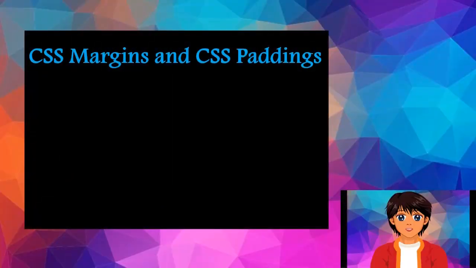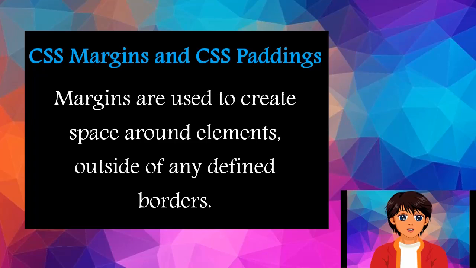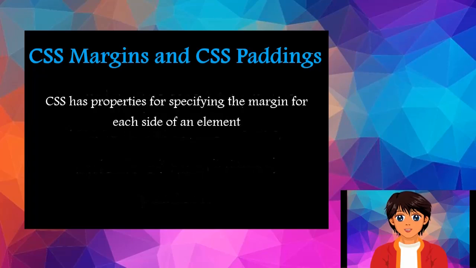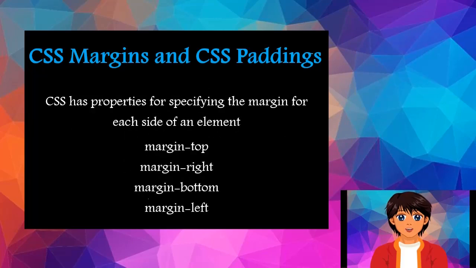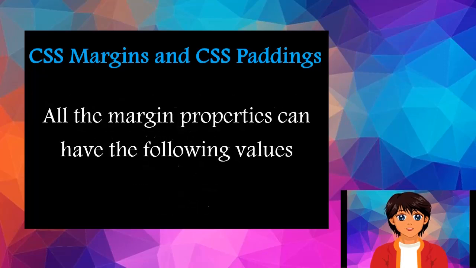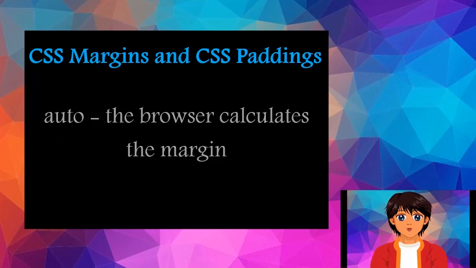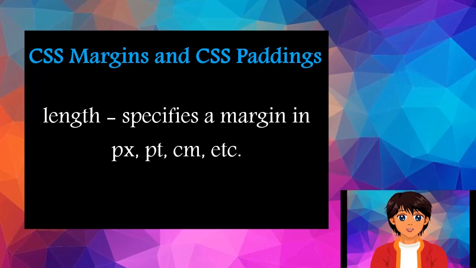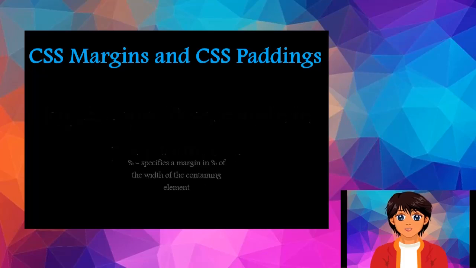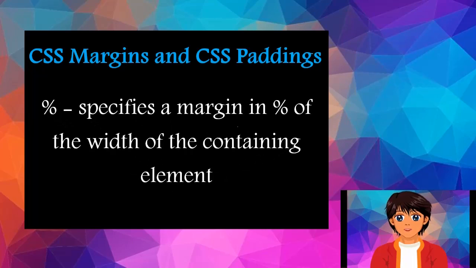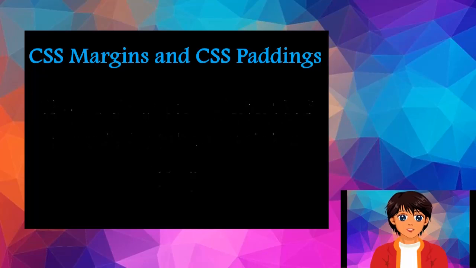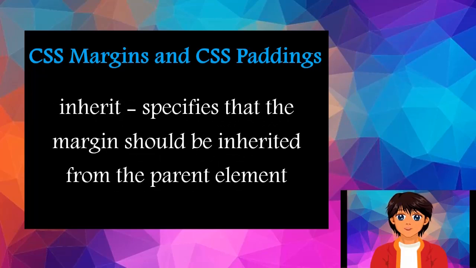CSS Margin and CSS Padding. Margins are used to create space around elements, outside of any defined borders. CSS has properties for specifying the margin for each side of an element: margin top, margin right, margin bottom, and margin left. All the margin properties can have the following values: auto, the browser calculates the margin; length, specifies a margin in px, pt, cm, etc.; % specifies a margin in % of the width of the containing element. Inherit specifies that the margin should be inherited from the parent element.